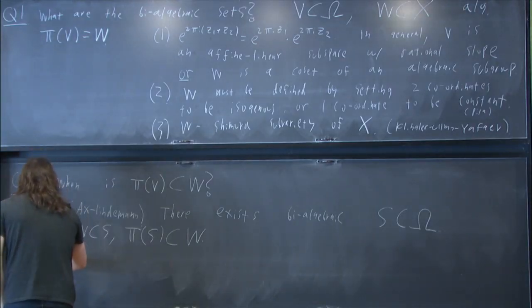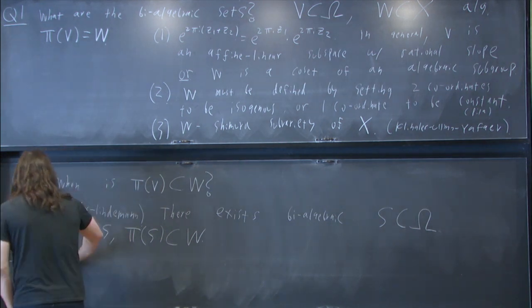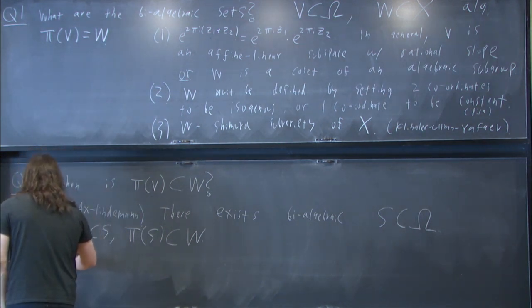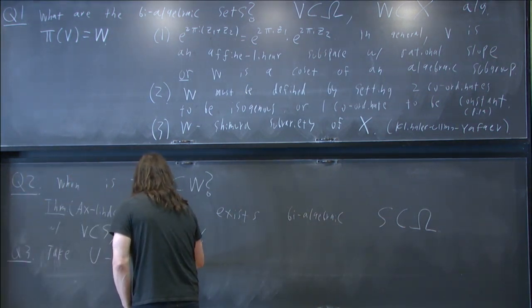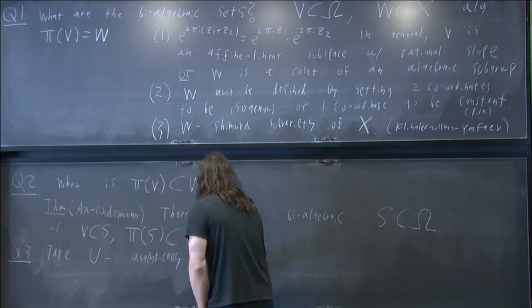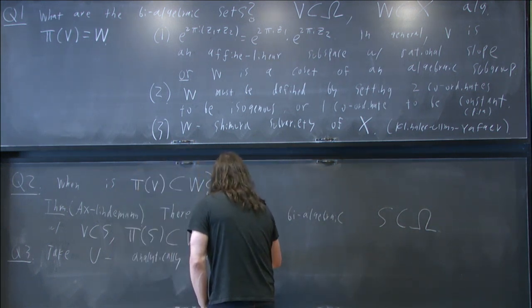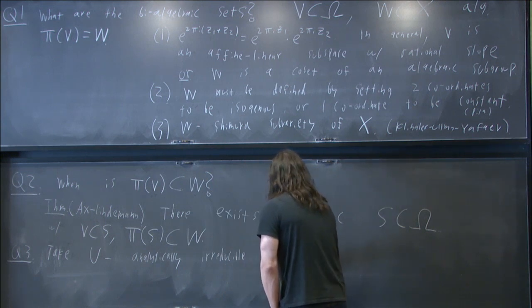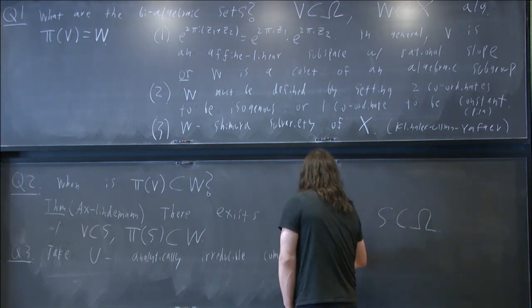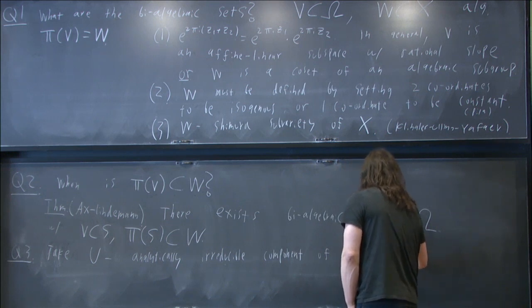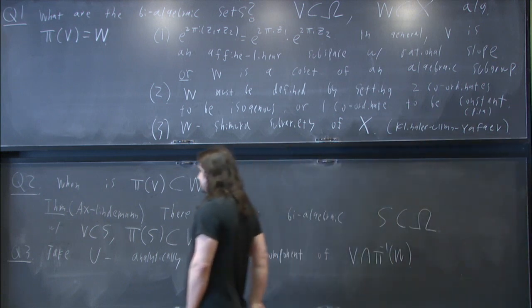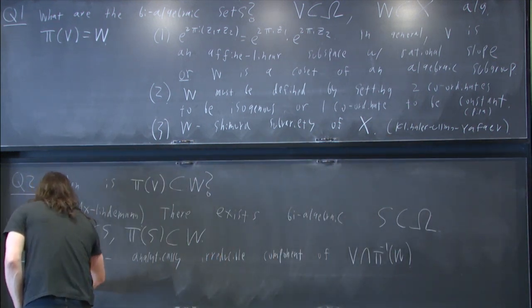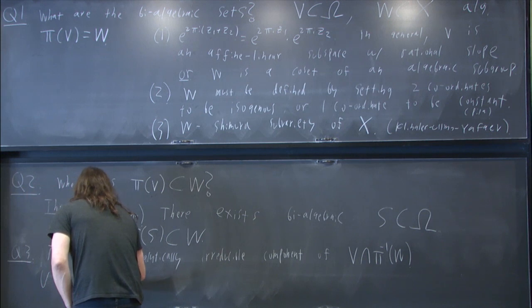And so we can ask, so let me say it this way. Take U to be an analytically irreducible component of V intersect pi inverse W. And we say that U is unlikely.